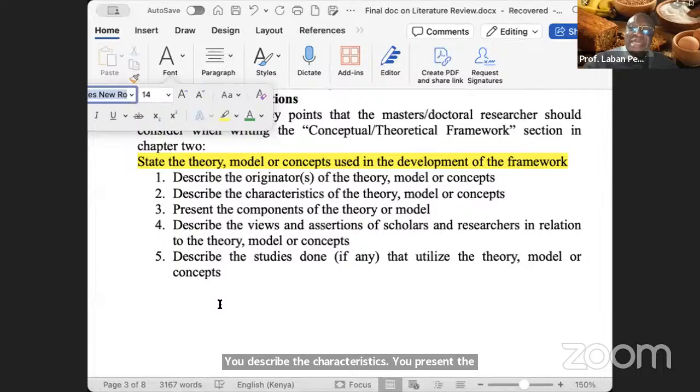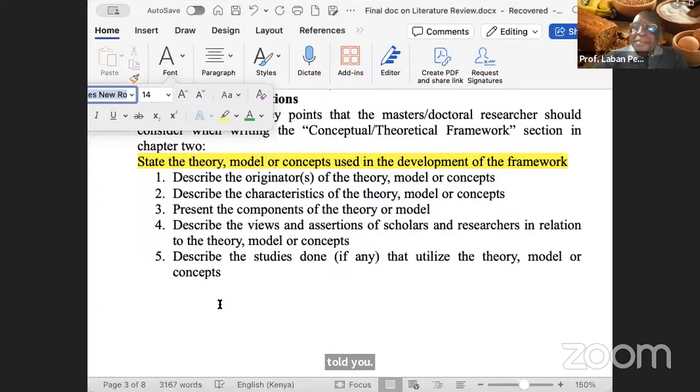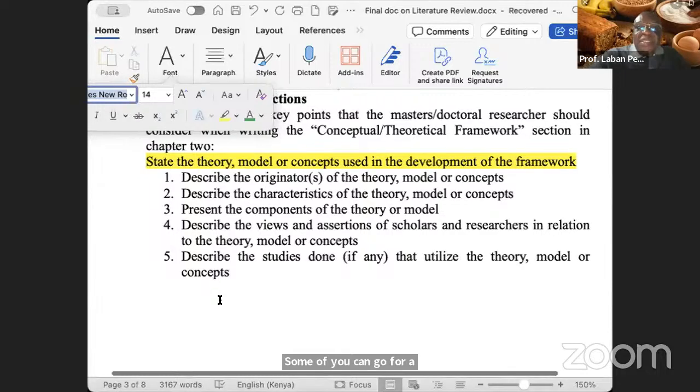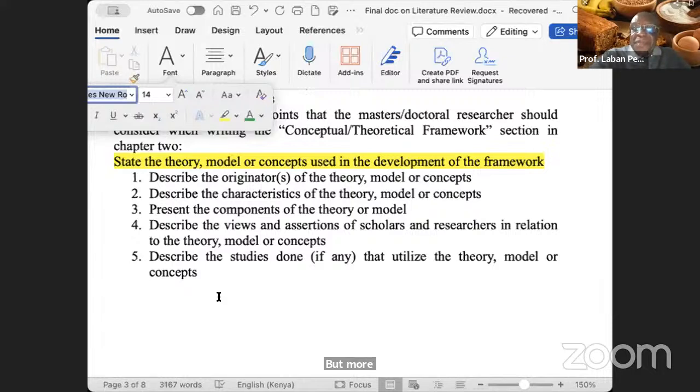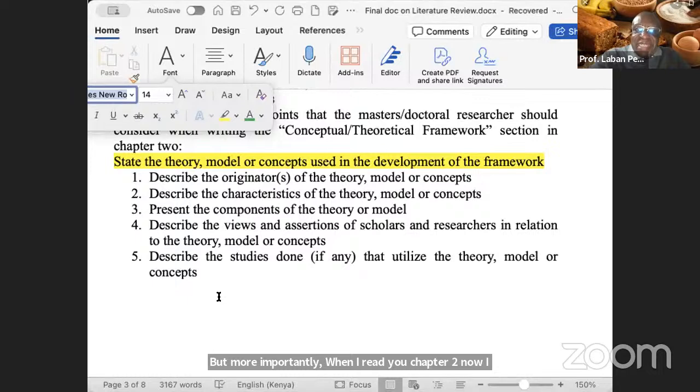You describe the views and assertions of scholars and researchers about this model, theory, or concept, and you describe the studies done that utilize the theory, model, or concept. That's why I told you, some of you can go for a theoretical gap. You might want to argue about the theories that were used here. But more importantly, when I read your chapter 2 now, I don't want to see any nervousness because you have already been told how this will be constructed.